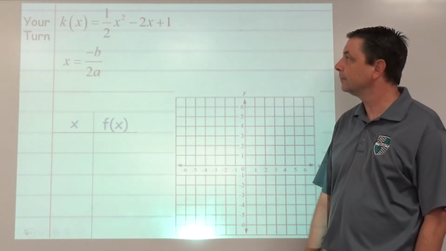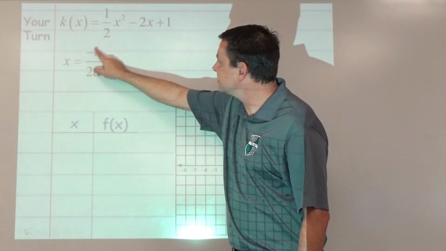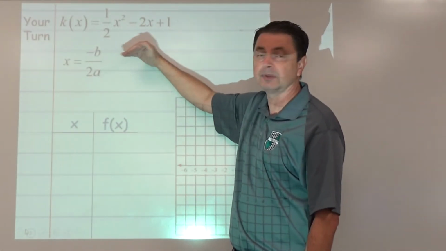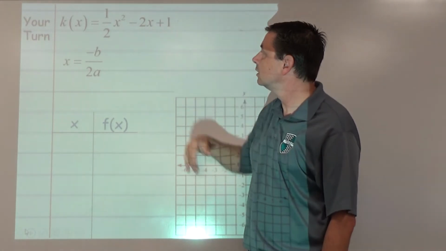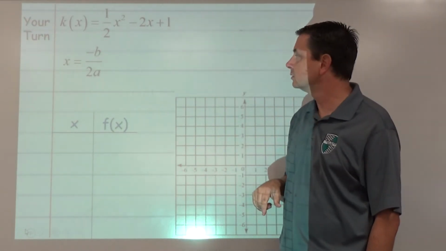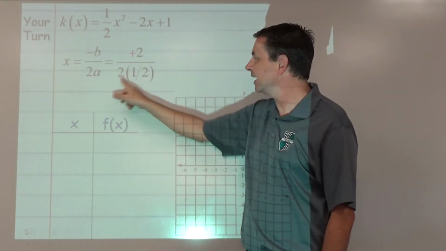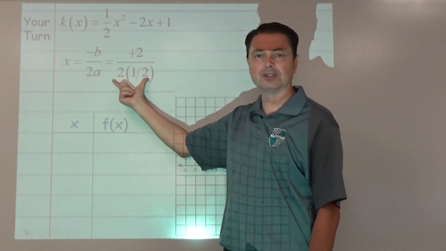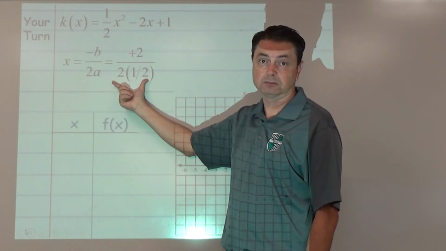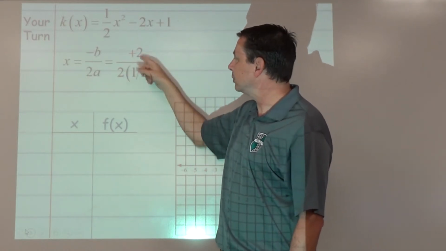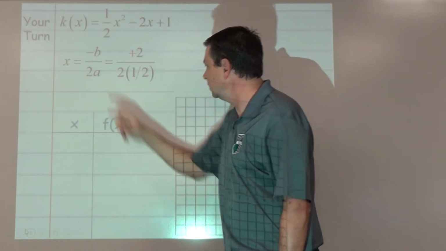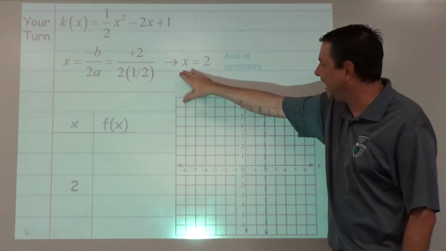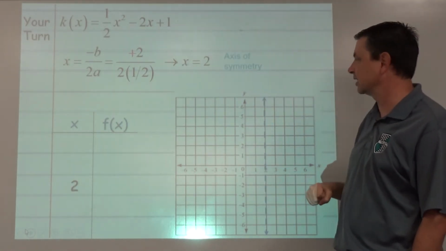Here's our formula. What is the opposite of negative 2? That's what's going to go on top. The opposite of negative 2 is positive 2. And this looks complicated, but it really isn't. 2 times a half. Well, what's half of 2? It's 1. 2 times a half is 1. So we got positive 2 divided by 1. And that's going to make 2 as our axis of symmetry. X equals 2 as the equation.